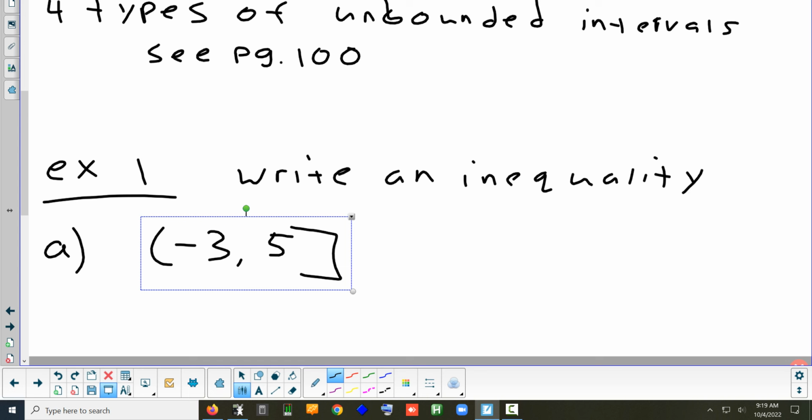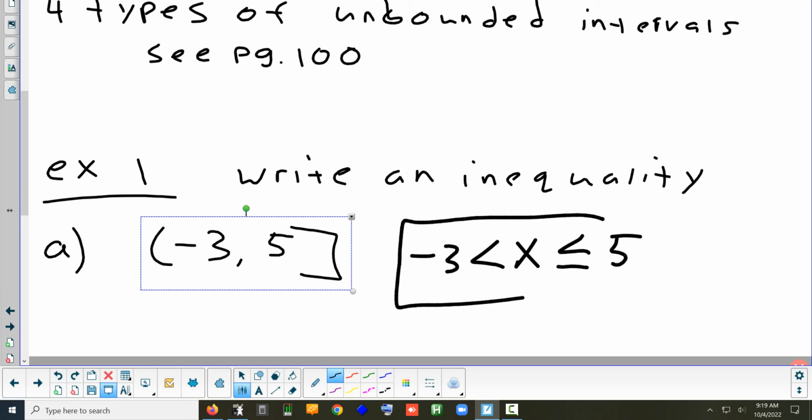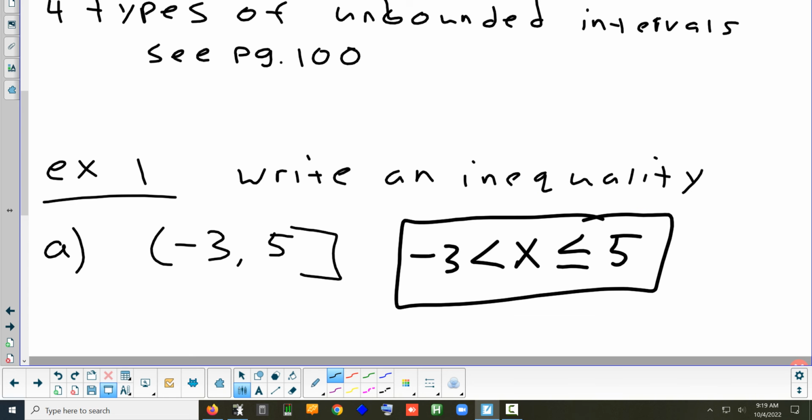Yeah. -3 is less than x, but x is less than or equal to 5. Yeah, perfect. That's how you write that as an inequality. You could switch the -3 and the 5, but then you'd also have to switch the way the inequalities point. That's the way I would do it. Any questions on that?